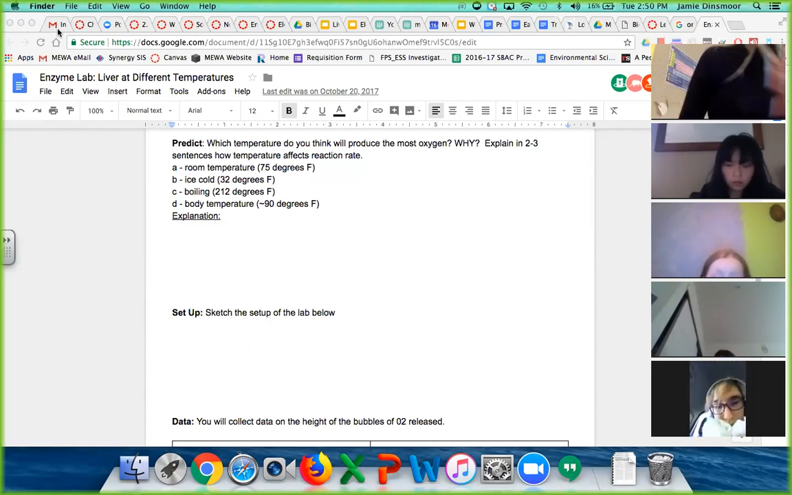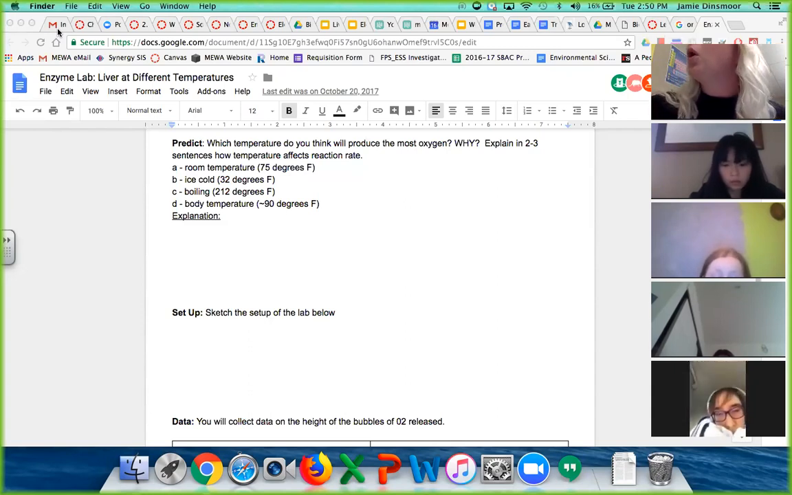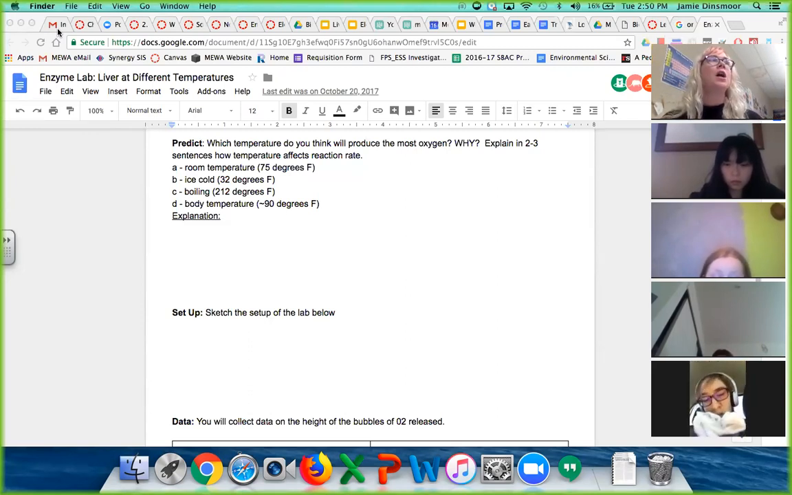Okay, so we're going to start with the easier ones that don't require me to have heat. So we're going to start with our room temperature chicken liver. What we're going to be doing is measuring the height of the bubbles.